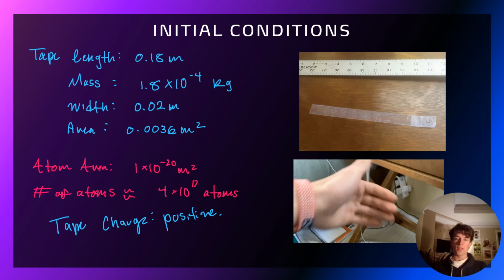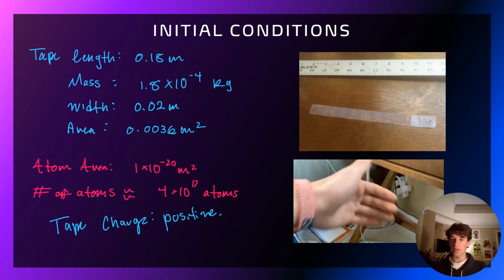So the initial conditions here are the length of the tape and the width of the tape, which we then use to calculate the area and the mass. We also need to calculate how much surface area of atoms there are.